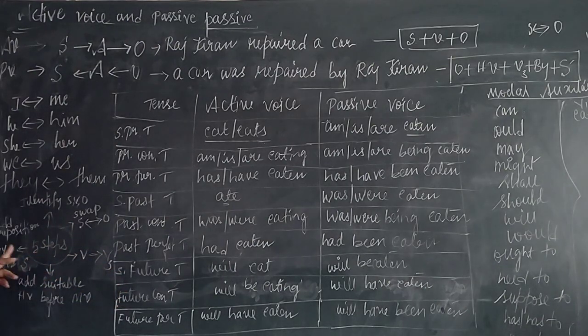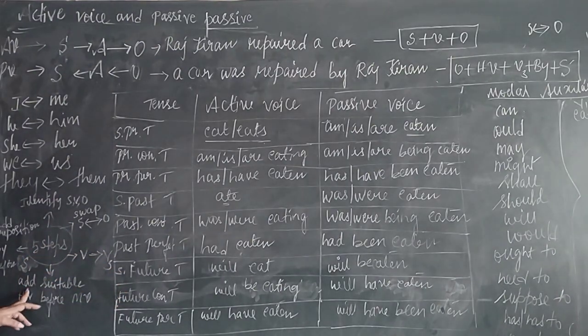And the next step is, we need to add a suitable helping verb before the main verb depending on the tense. Tense wise, you must add a suitable helping verb to represent the time of an action. And the last step is, you have to add the preposition by before the subject in a passive voice.